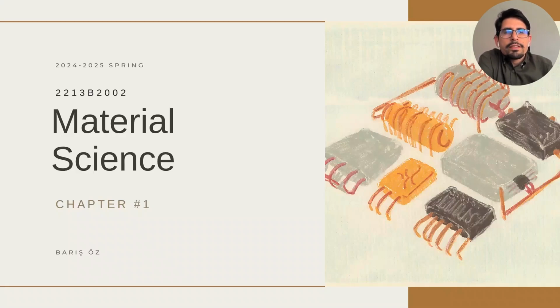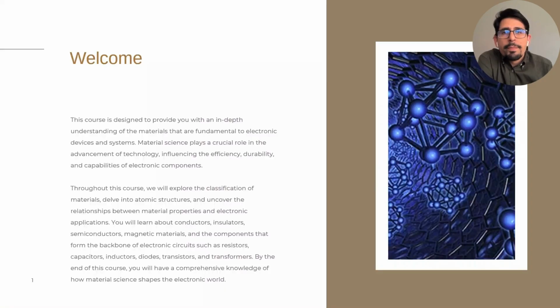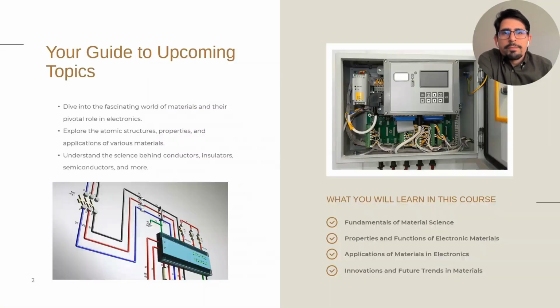This course is designed to provide an in-depth understanding of materials that are fundamental to electronic devices and systems. Material science plays a crucial role in technological advancements, affecting the efficiency, durability, and capabilities of electronic components. Over the next chapters, we will explore different material classifications, atomic structures, and the relationship between material properties and electronic applications. By the end of this course, you will have an understanding of how materials shape the world of electronics.